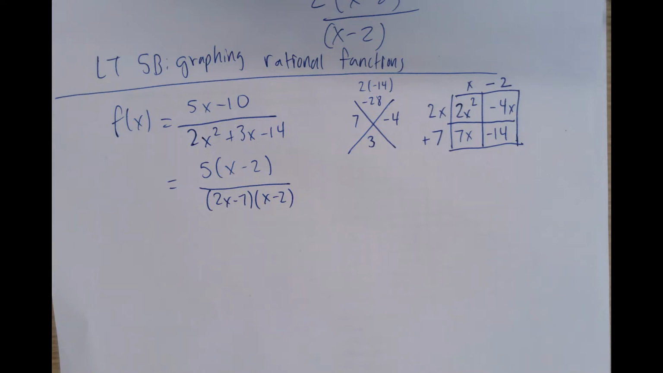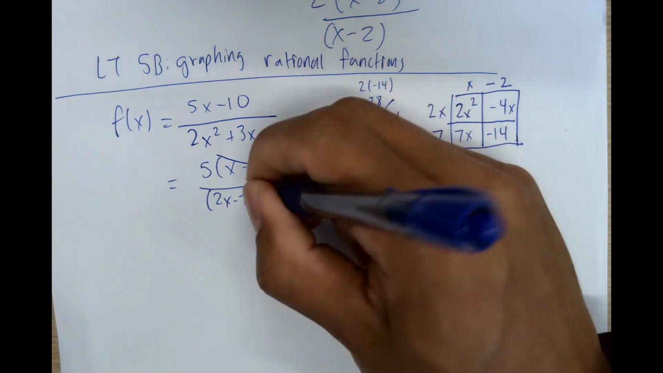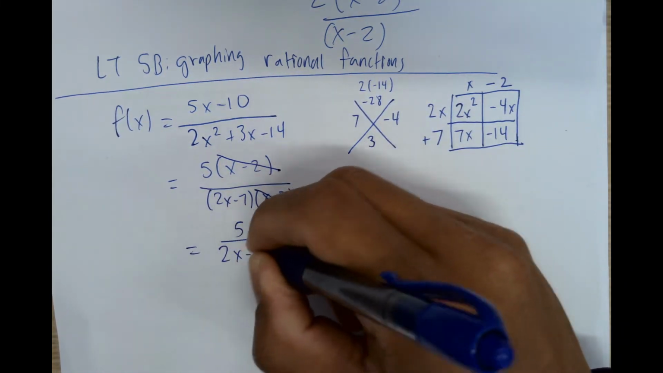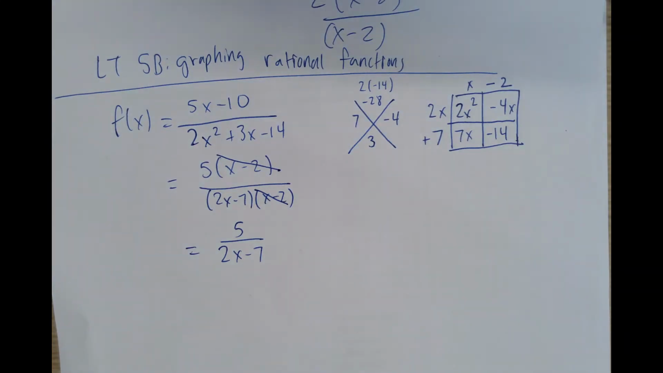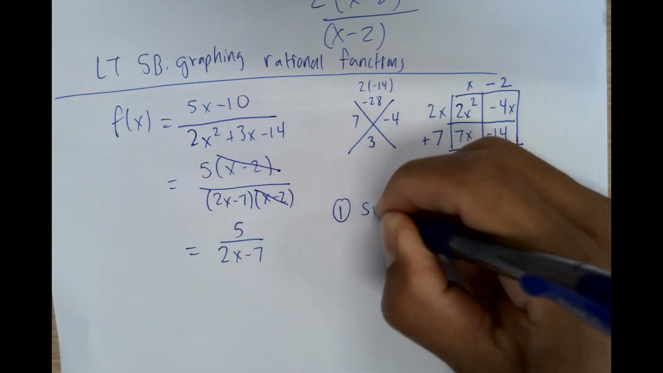So what I just did there is I factored it out. There is also factoring by grouping if you wanted to do that, but I can save that for another time. So what we would do is try to eliminate any things on the tops and bottoms, just like we've been doing in the last couple of days. It'd be 5 over 2x minus 7. Okay, so our first step here is to simplify.